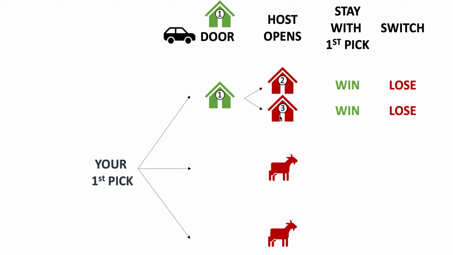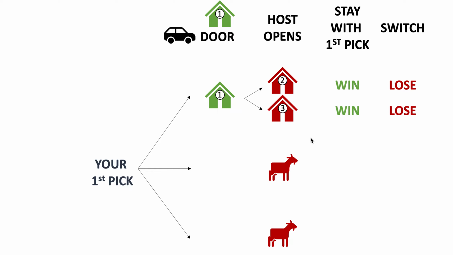Now let's look at the other branch, which is fairly similar, because he opens door 3 to reveal a goat, leaving you with the choice to pick from door 1 and door 2. And if you stay, you win, but if you switch to door 2, you lose. So to summarize this first case, where your first pick is the first door, it does not matter which door Monty opens. If you stick with your original decision, because your original decision was correct, you end up winning. But if you switch to either of these doors, you lose.